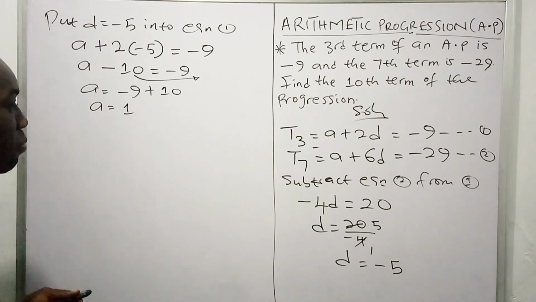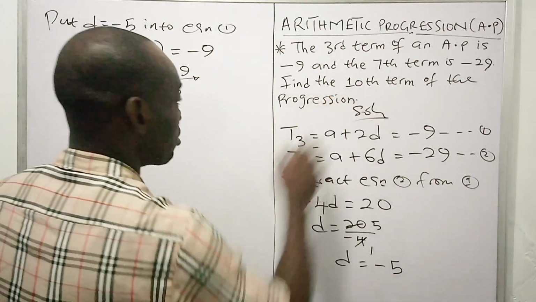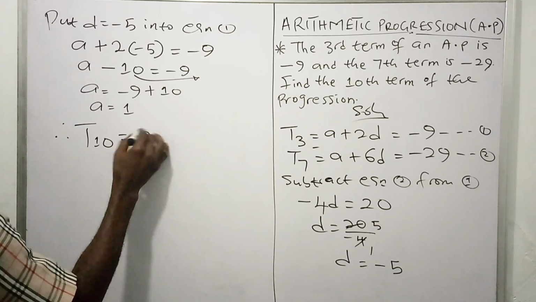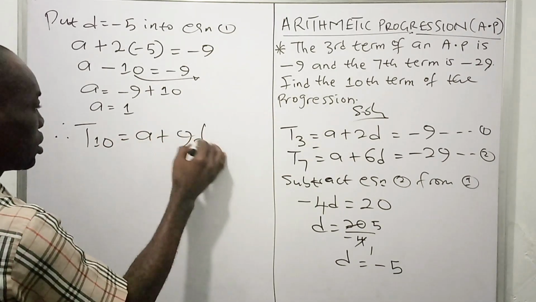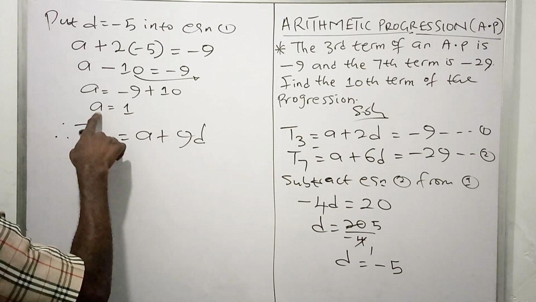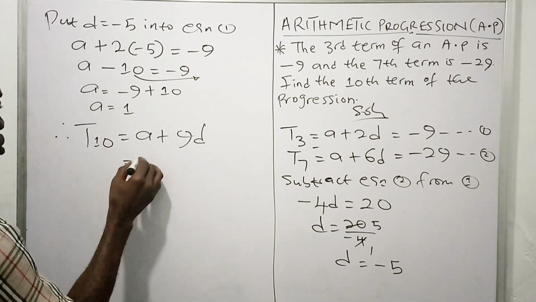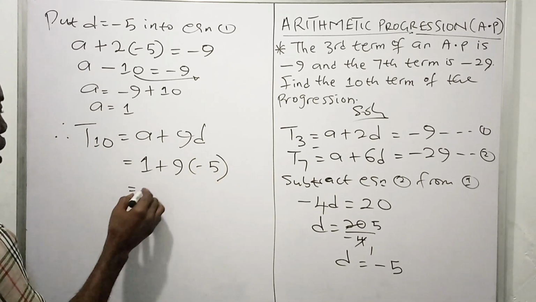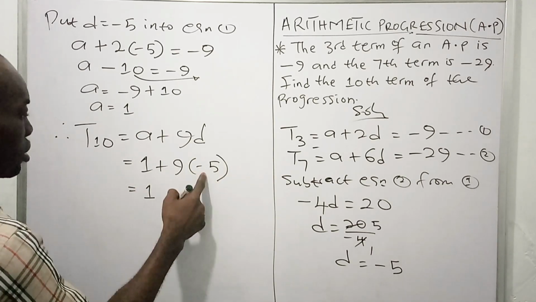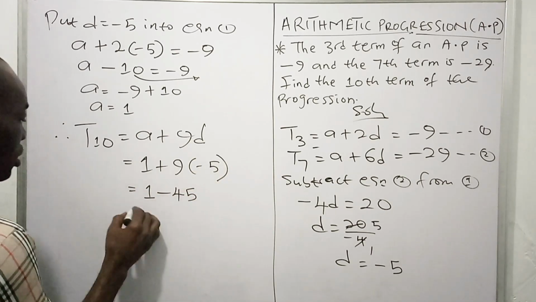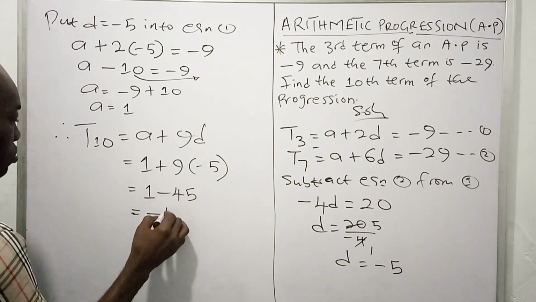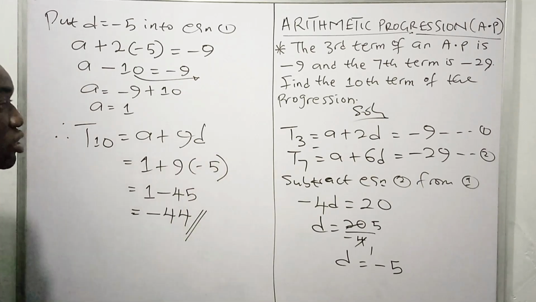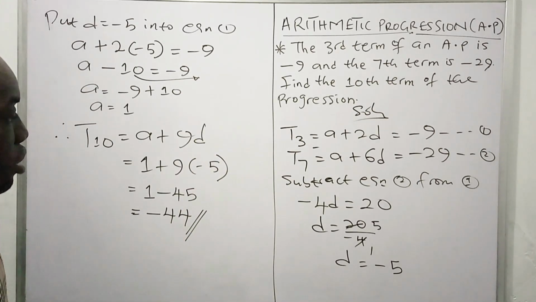Now let's proceed. The question says we should find the 10th term. Therefore, our 10th term is equal to A plus 9D. We already have our A and our D, so we substitute. Our A is 1 and our D is minus 5. So that gives us 1 plus 9 times minus 5, which is minus 45, and 1 minus 45 will give us minus 44. And that's the solution to this very interesting question in arithmetic progression.